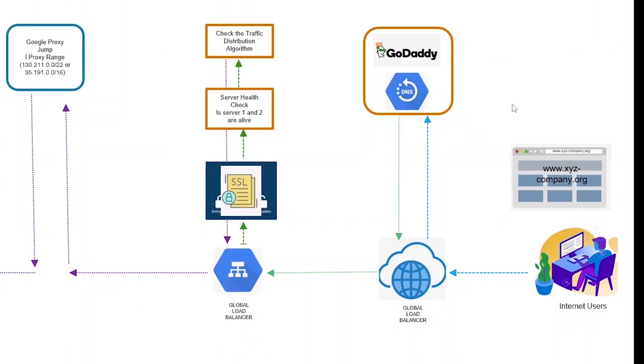What this does is simple. When someone types in xyzcompany99.com, GoDaddy uses this A record to point them to our load balancer's public IP, which then directs the traffic straight into our cloud infrastructure.